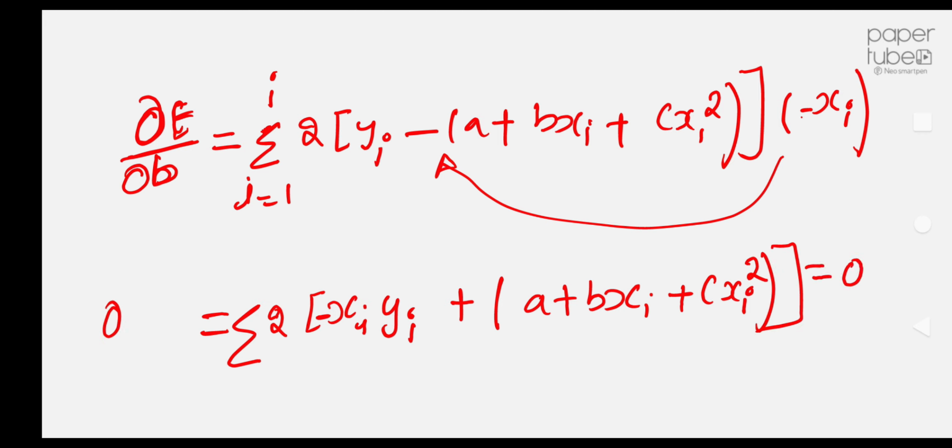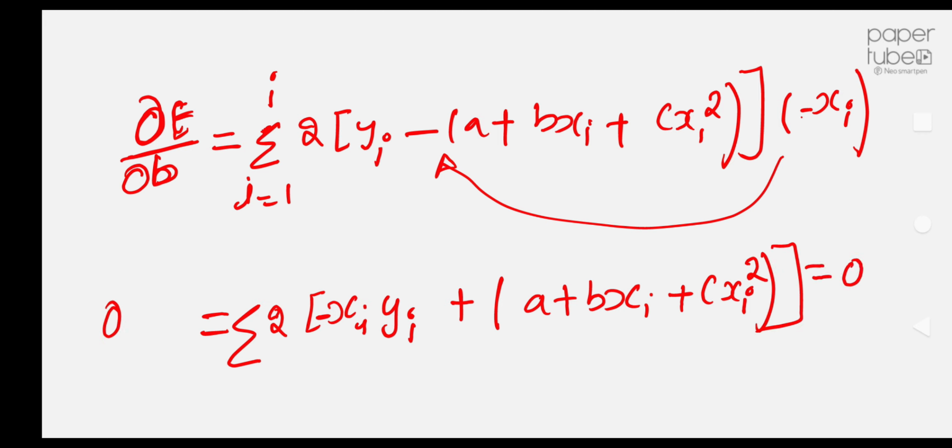So let's rewrite this equation, starting with dou E by dou A. This is something we calculated just now. Let's assume we have I number of values: x1, x2, until x of I, and y1, y2, until y of I. So let's write this equation. Summation from I equal to 1 to I of minus 2 times y of I minus a plus b x of I plus c x of I square, that should be equal to 0.